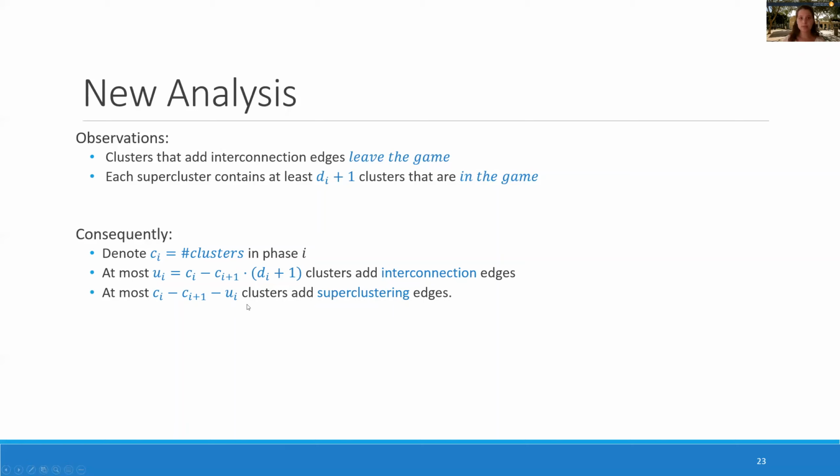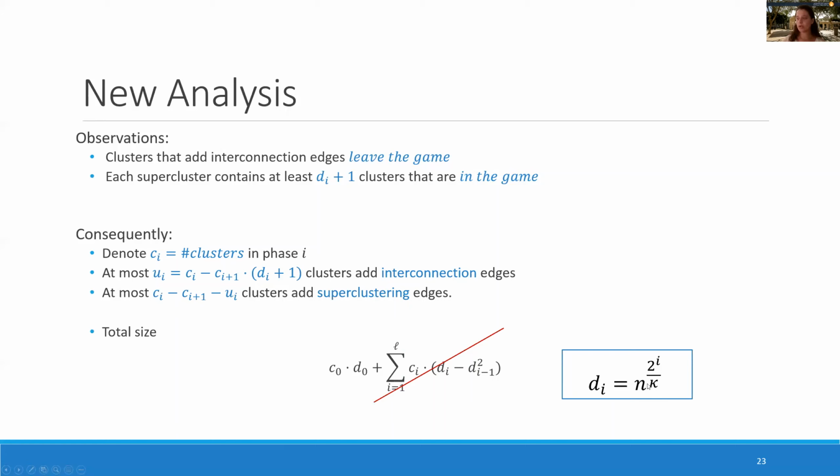When we sum the contribution of all phases together, we obtain the following term. Now, note that we have here (di - 1) to the power of 2. And recall that we set di to be equal to n to the power of 2 to the power of i over kappa, which means that this term just becomes 0 and this entire sum is cancelled, and we're only left with this C0 times D0.